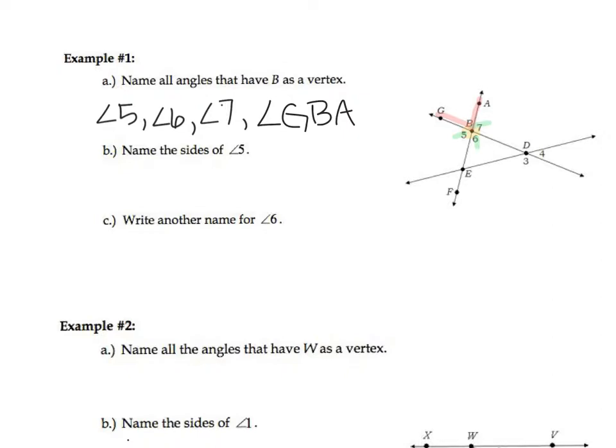You can also use ABG as long as B is the second letter. Next, we want to name the sides of angle 5. So we have to find angle 5 so we know where it is. So angle 5 is right here. So remember, the sides of an angle are the rays that make it up.